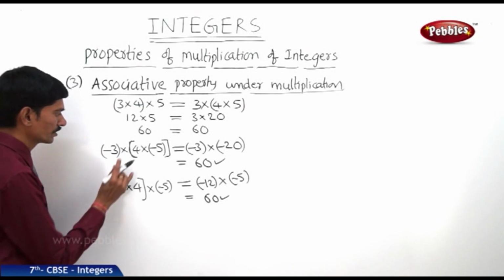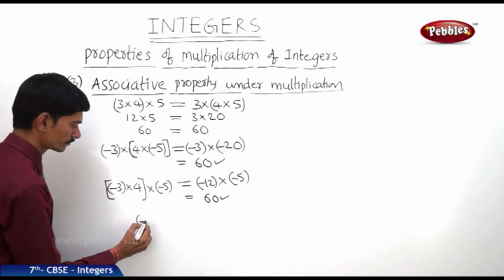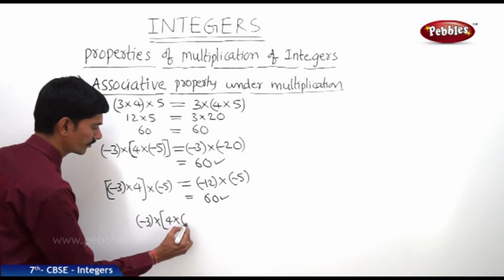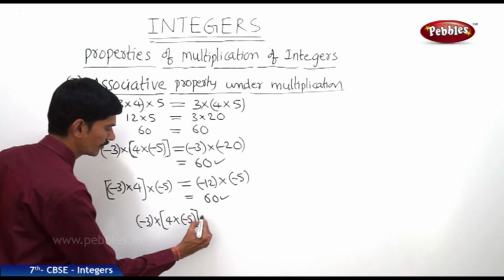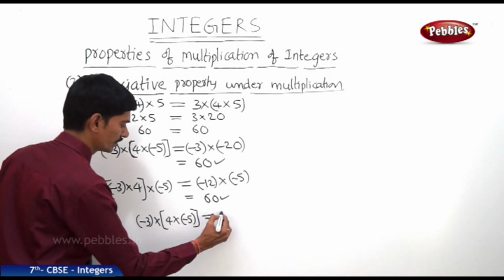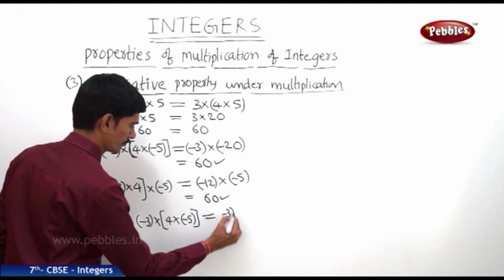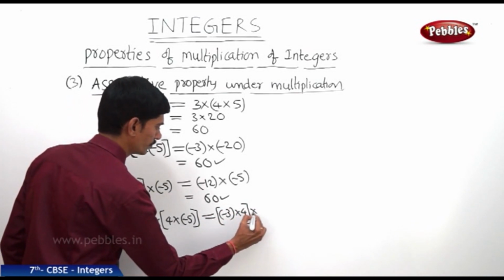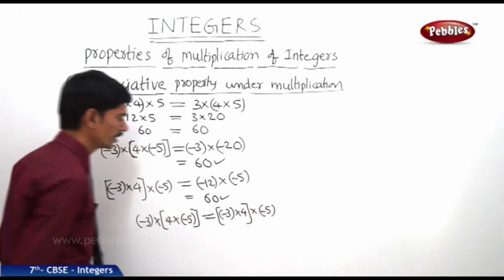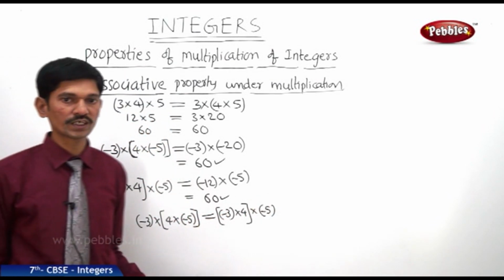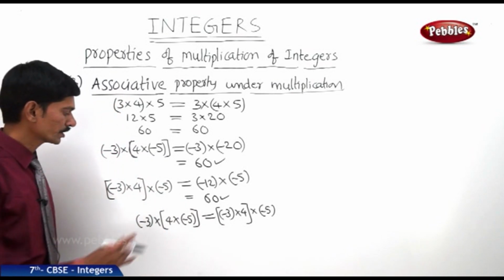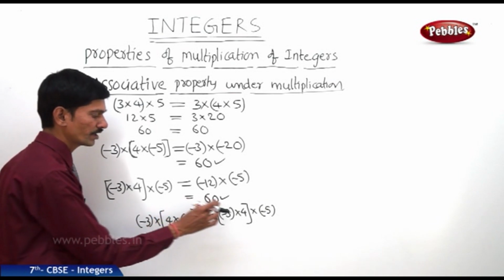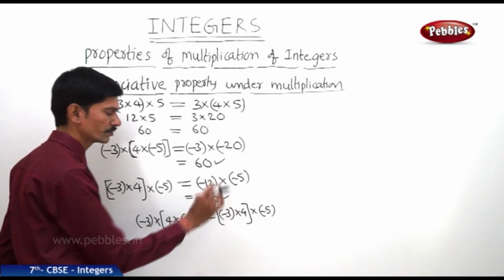So we can write that minus 3 into 4 into minus 5 is the same as minus 3 into 4 into minus 5. So here in both the LHS and RHS the same integers are considered, but in the LHS, 4 and minus 5 are grouped together, whereas in the RHS, minus 3 and 4 are grouped together.